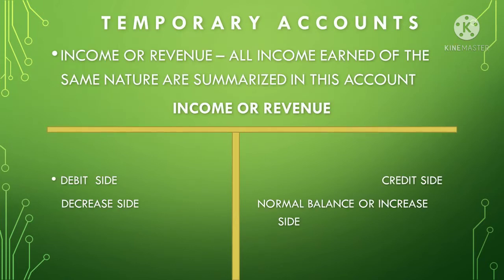Okay, temporary accounts. Income or revenue and expenses are actually called temporary accounts. Why? Because they are going to be closed at the end of the accounting period. For income or revenue, all income earned of the same nature are summarized in this account. So the normal balance of income or revenue is on the credit side. It means that if you make an entry on the credit side of income or revenue, it will increase. So the amount of income or revenue increases.